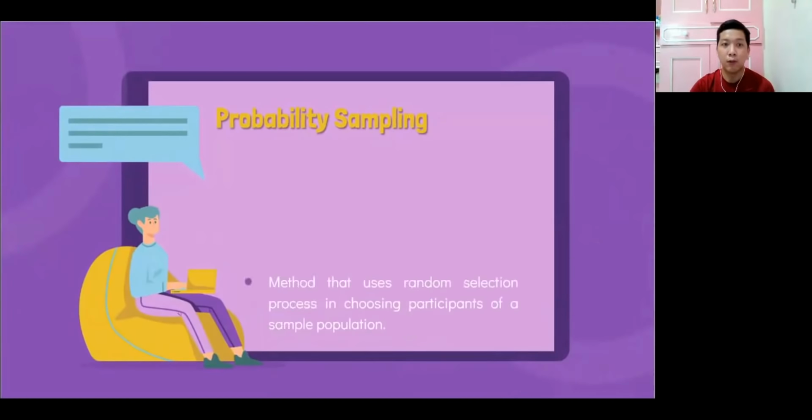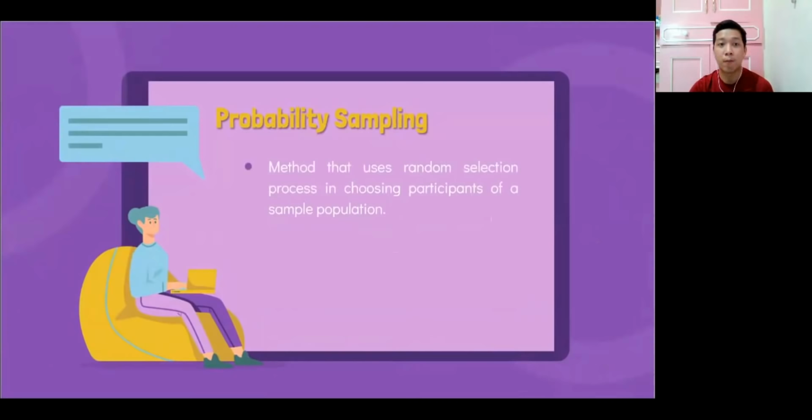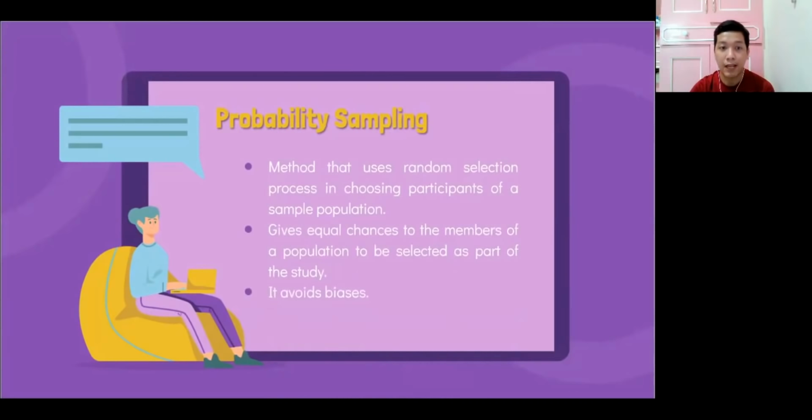Now, probability sampling includes methods that use a random selection process in choosing participants of a sample population. Number two, it gives equal chances to the members of a population to be selected as part of the study. Number three, it avoids biases. And number four, it requires a well-defined population. Probability sampling is defined as a sampling technique in which the researcher chooses samples from a larger population using a method based on the theory of probability. For a participant to be considered a probability sample, he or she must be selected using a random selection.